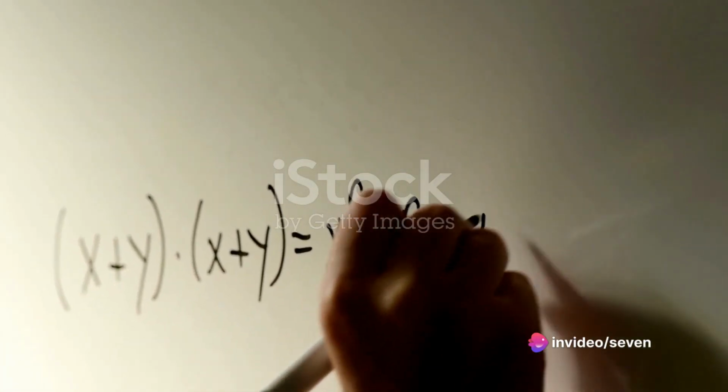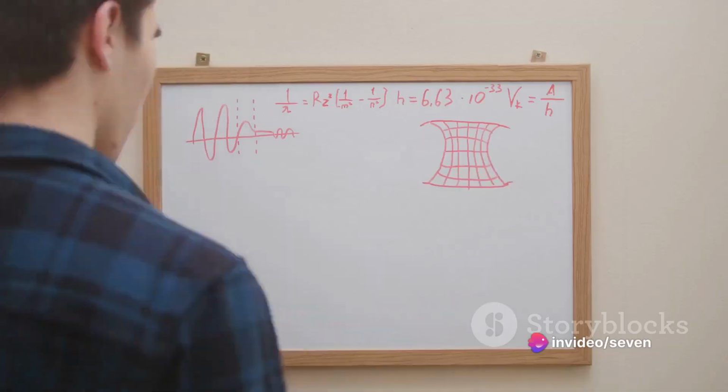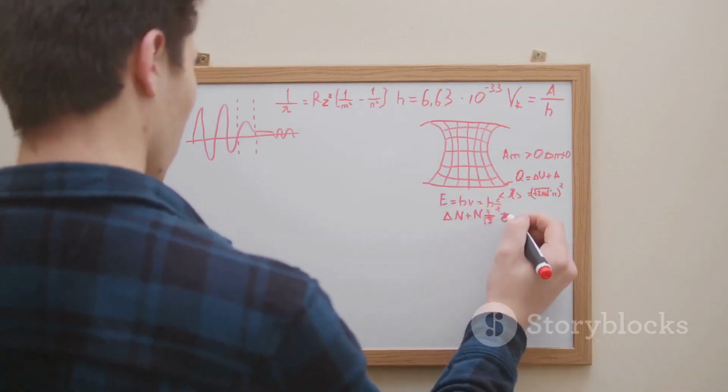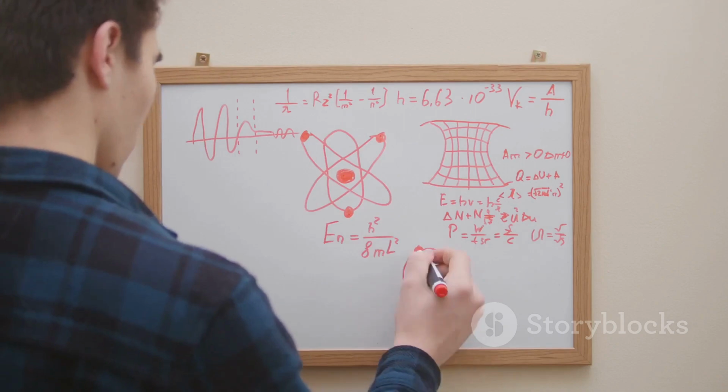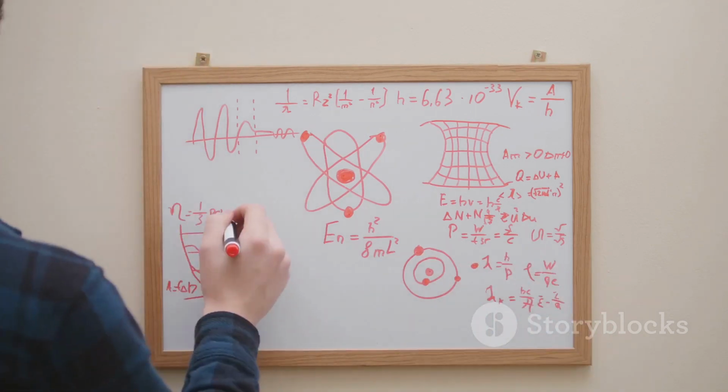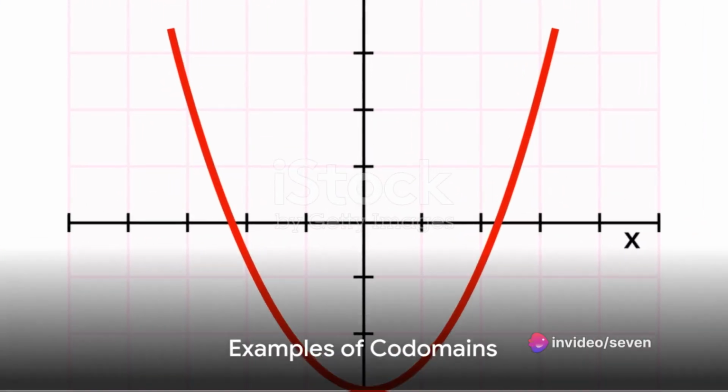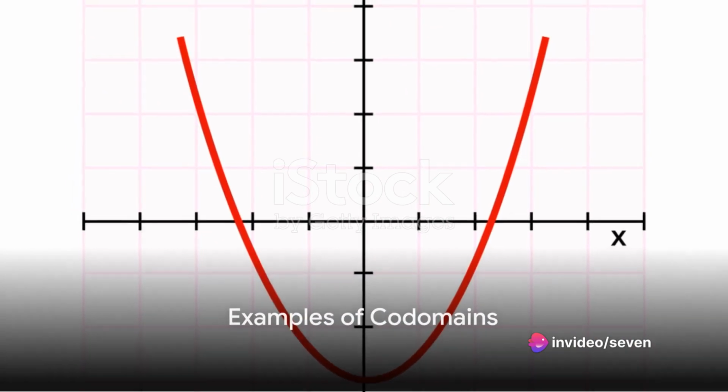Well, it's usually provided when a function is first defined. Nevertheless, in certain instances, it's possible to deduce the codomain from the function's formula or its graph. Let's take a tour of some functions and their codomains.